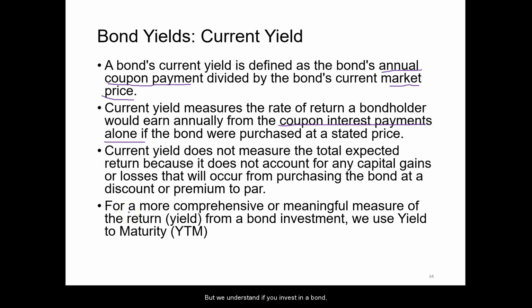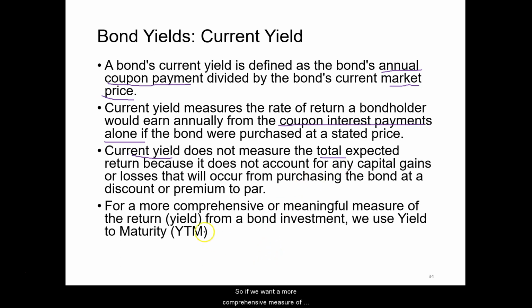But we understand if you invest in a bond, you don't just get the coupon payment. If you hold the bond till maturity, you will also receive the $1,000 final lump sum par value payment. If you sell the bond before maturity, you will get a price for the bond. In that sense, current yield itself does not measure the total return because it does not account for the final lump sum payment, the capital gains or losses that would occur.